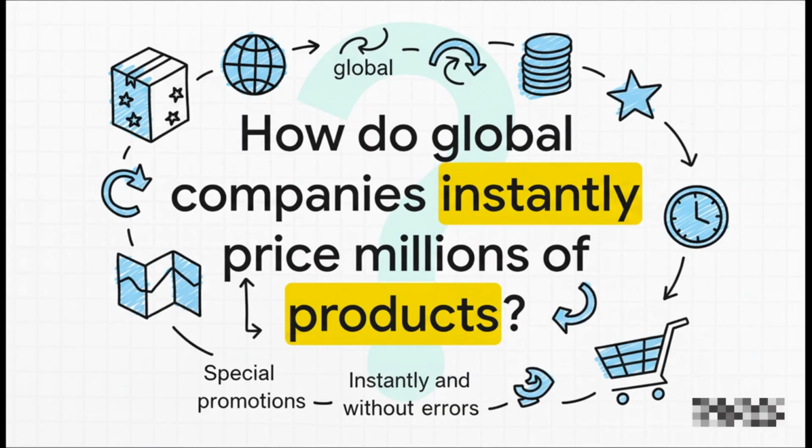Picture this. You're running a massive company. You've got thousands, maybe millions of products, millions of customers. You've got different price lists, special promotions, regional taxes. How on earth do you calculate the exact correct price for every single line item on every single order instantly and with zero errors? It's a massive, high-stakes puzzle.